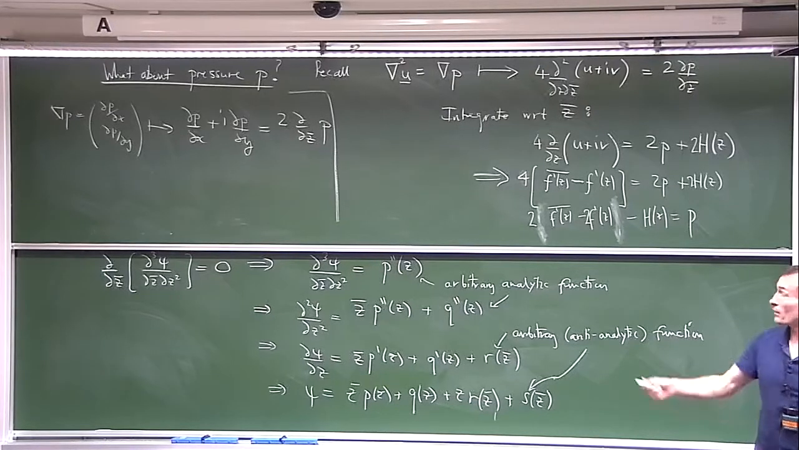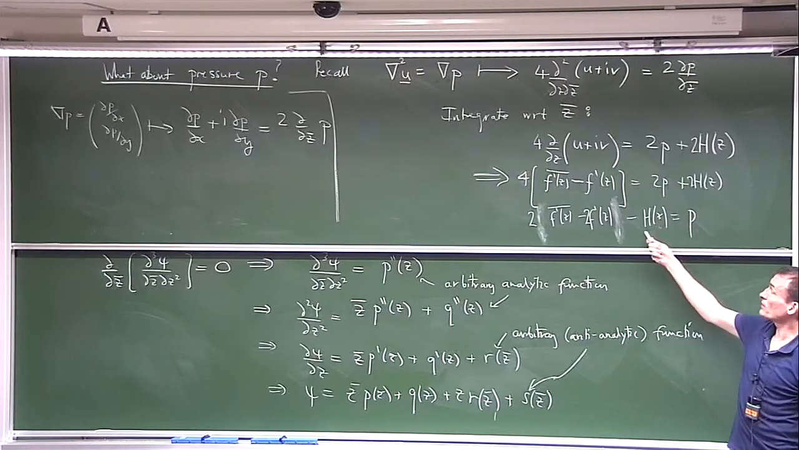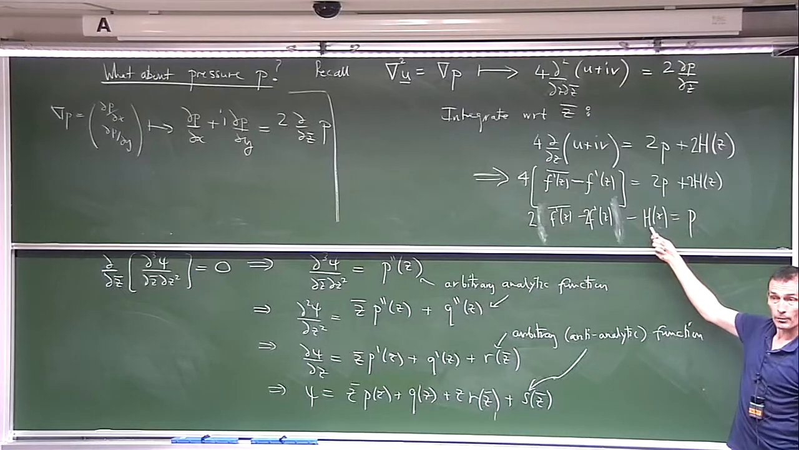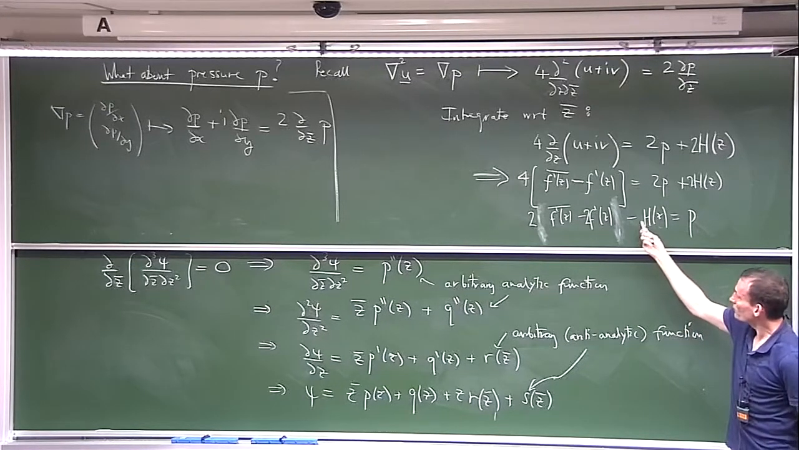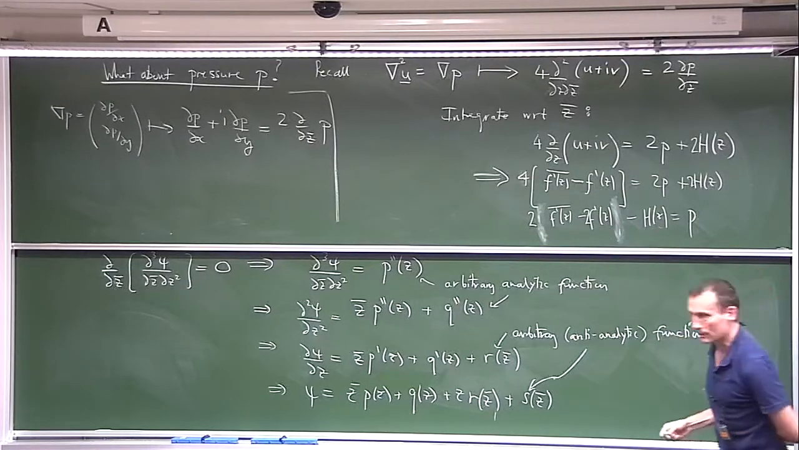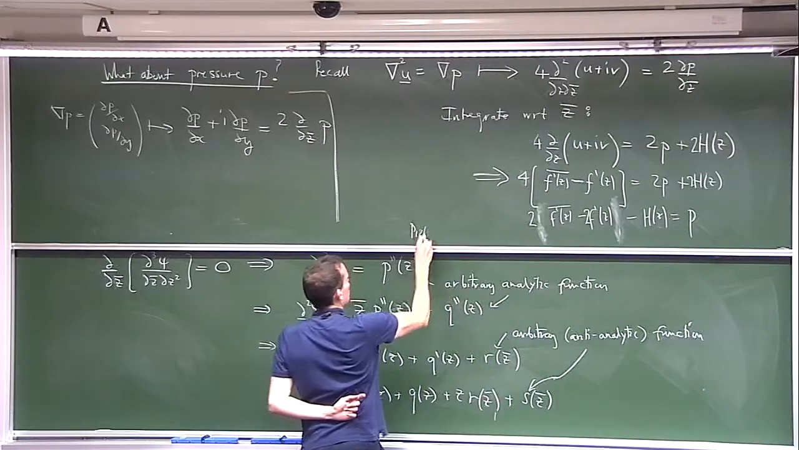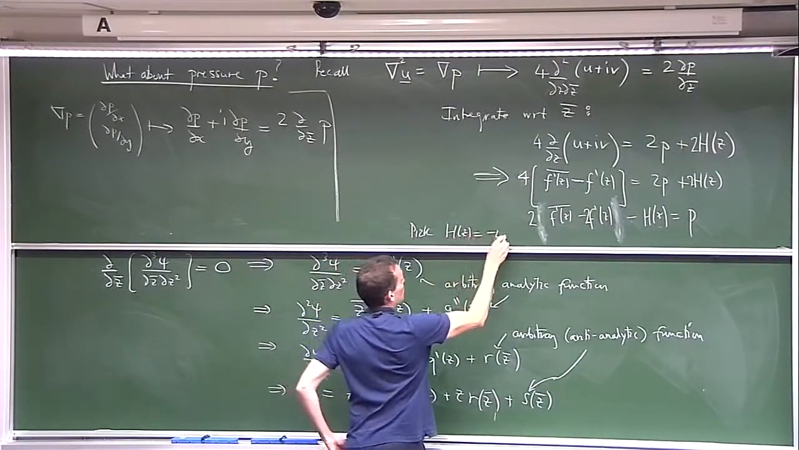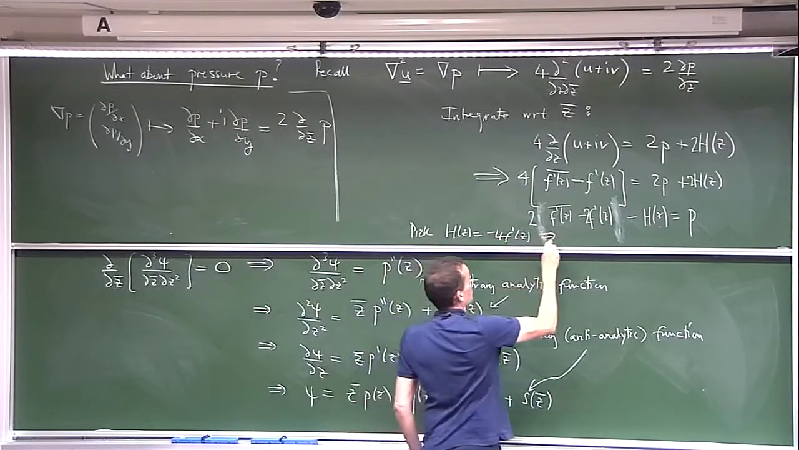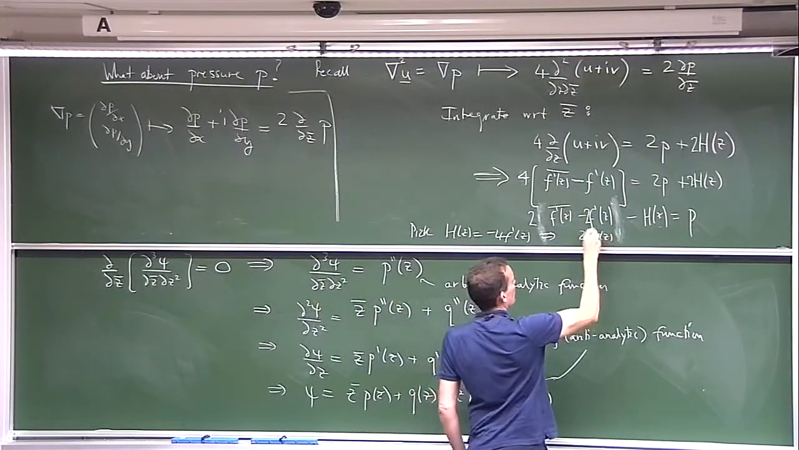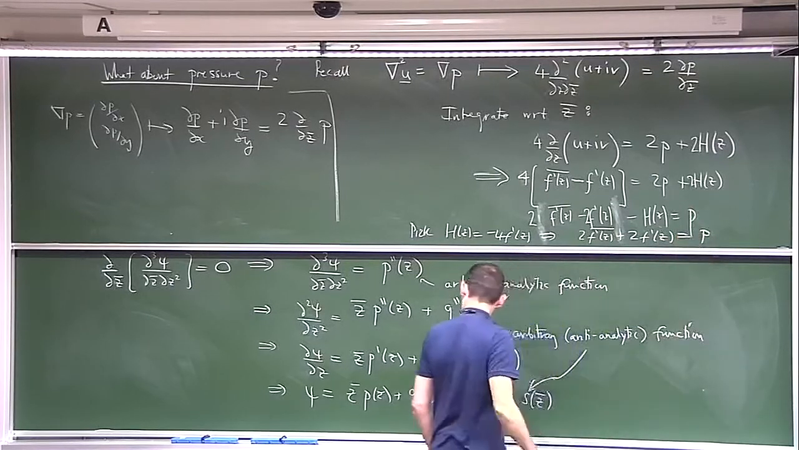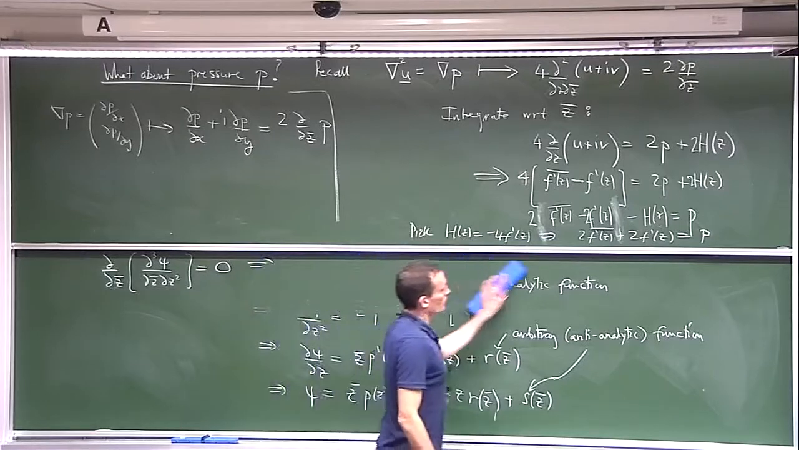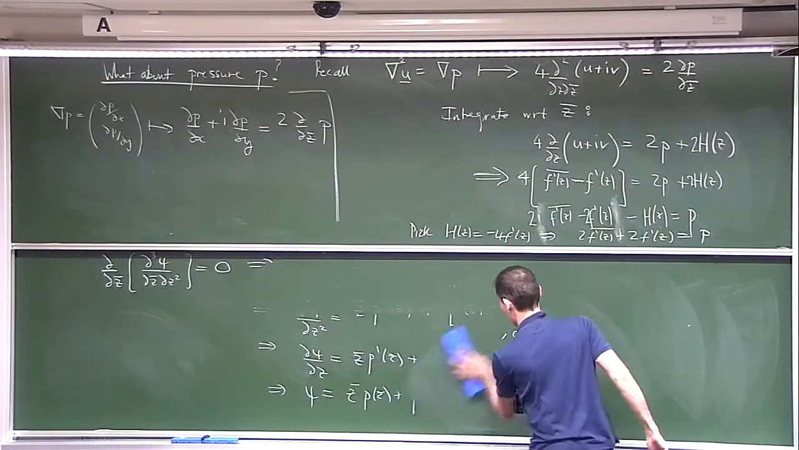But I can always do that, can't I? By picking H to be, what is it? Minus 4f prime. Got it? So if I pick H to be minus 4f prime, that will be plus 4f prime, which will give me what I need. So pick H of z to be minus 4f prime, which implies that 2f bar prime bar plus 2f prime z is P. The pressure.